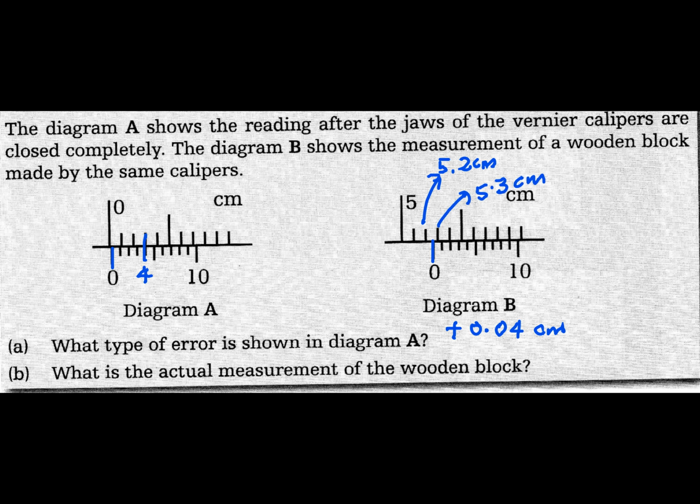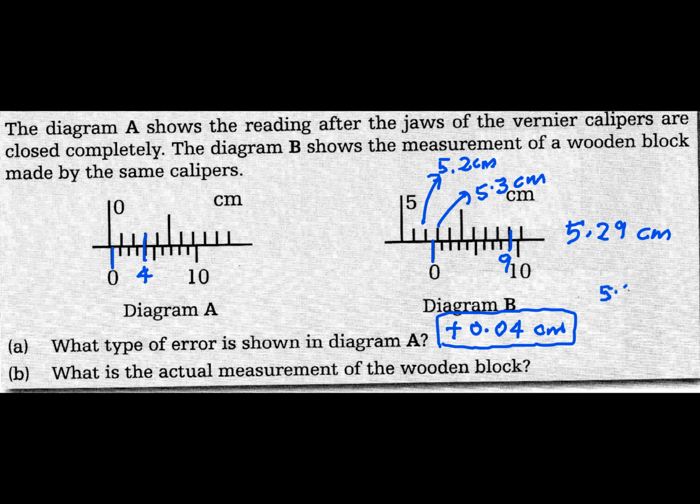What is that second decimal place? We look at the marking that's aligned, which is marking number 9. Hence the reading is 5.29 centimeters. Now a positive zero error is compensated for by minusing it off from the reading.